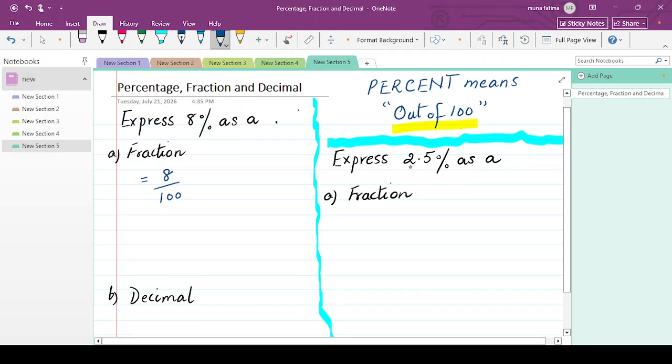Similarly, for the next question, express 2.5% as a fraction. That means the same, 2.5 out of 100. We're going to come back to this. For writing 8 out of 100 as a decimal, it's better if you get this out of the way.